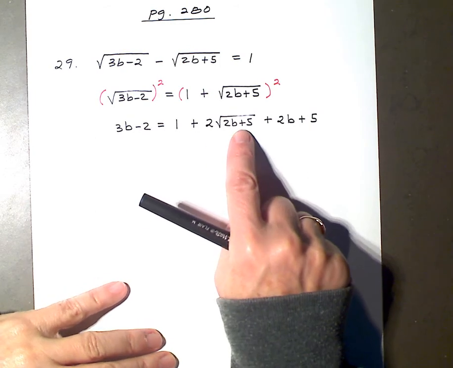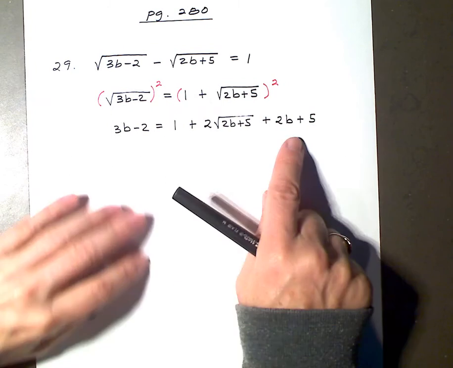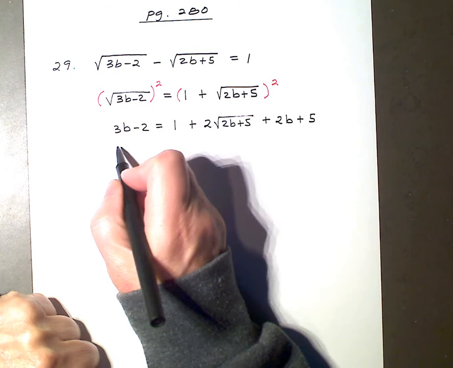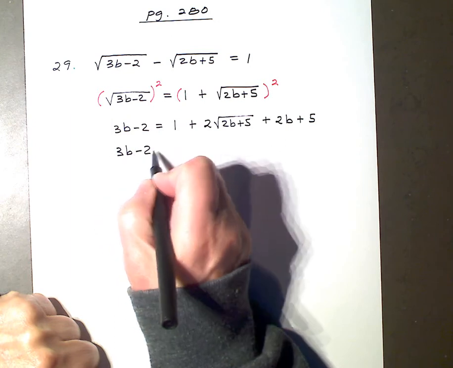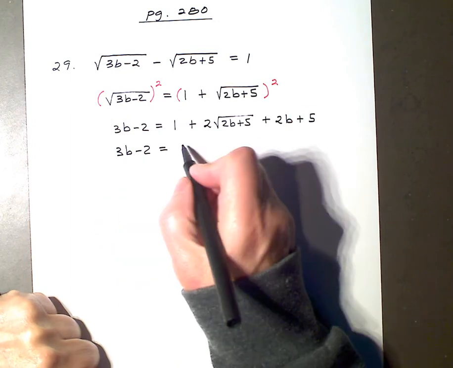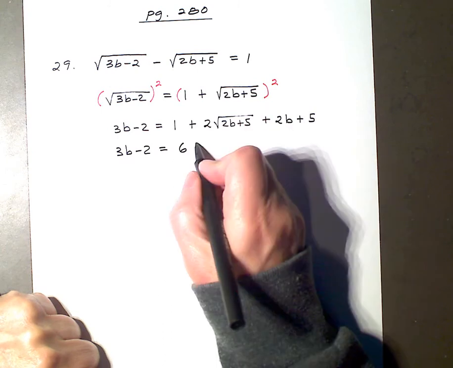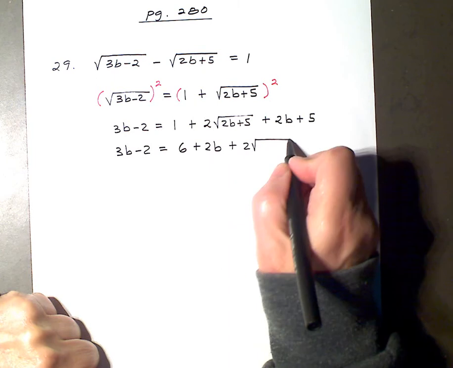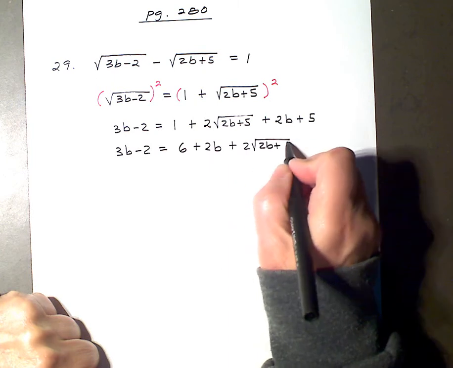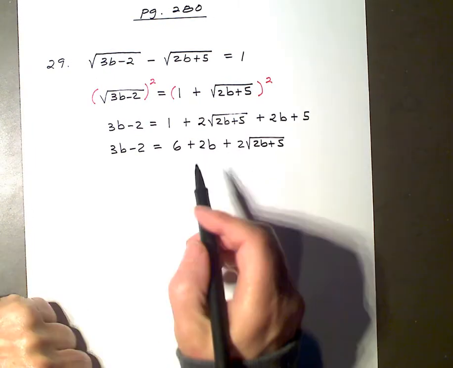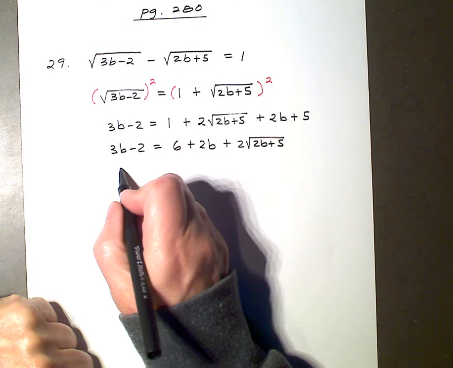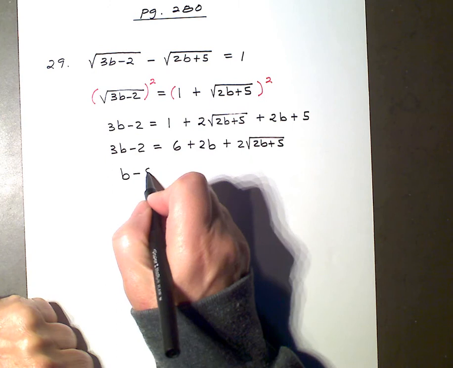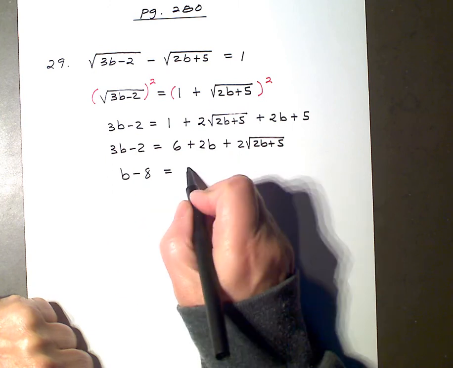So I'm going to clean up the right side and then get everything moved to the left except for this expression here. So on the left here, 3b minus 2 equals 1 plus a 5 is a 6 plus a 2b plus 2 times the square root of 2b plus 5. So subtracting 2b from both sides, I'll leave a b on the left. Subtracting 6 from both sides, I'll have a negative 8 on the left, equals 2 times the square root of 2b plus 5.